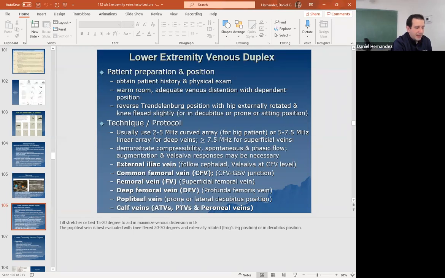We're going to image the calf veins. So most clinical settings, you'll image posterior tibial and peroneal. Almost never will you image the anterior tibial veins unless indicated. If that's exactly where the patient is having pain or swelling, then potentially you might image those vessels, but typically no. Most sites would just be the posterior tibial and peroneal.